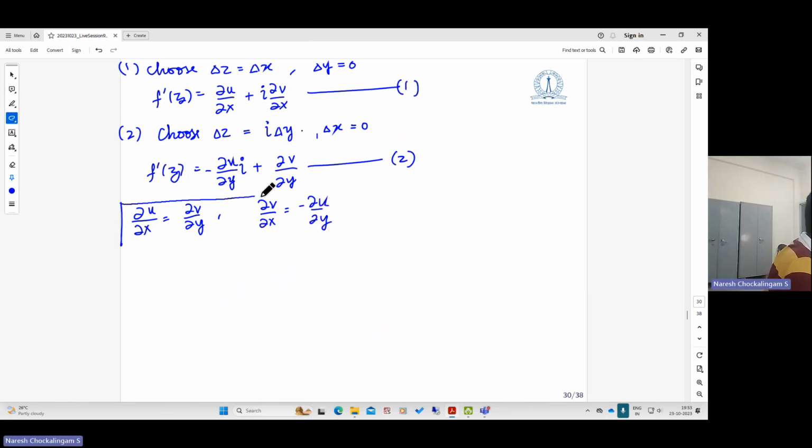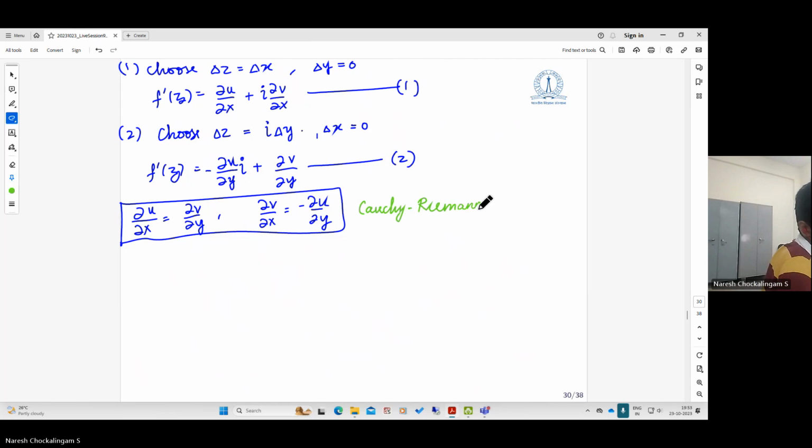So this pair of equations are called the Cauchy-Riemann equations. You might be already knowing them. These are called the Cauchy-Riemann equations. So if a function f given as u plus iv is said to be analytic or holomorphic, then the real and imaginary parts of the function must obey this pair of equations.